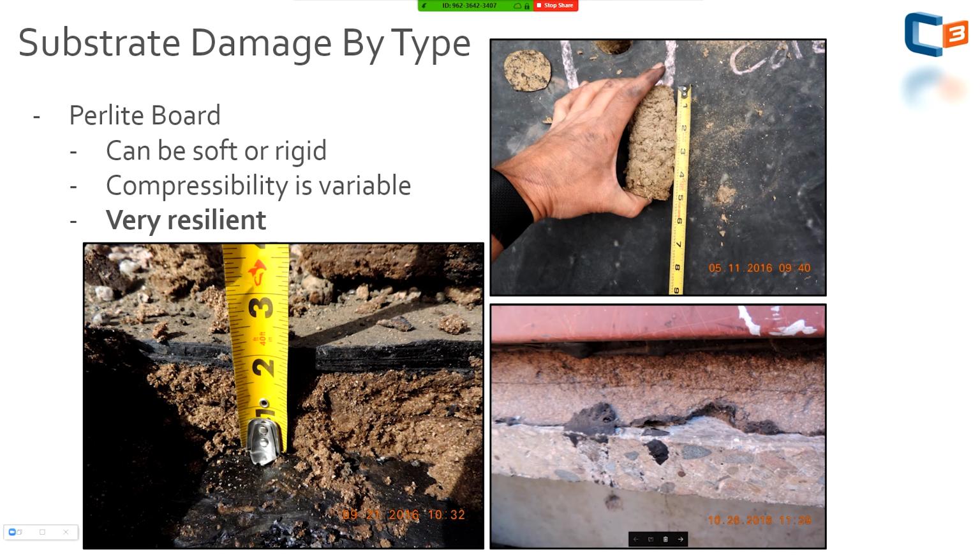So moving on to perlite boards. Perlite boards are very similar to wood fiber boards, with the exception that they add perlite granules. It's a volcanic material. It actually just adds insulating qualities to the fiberboard. Just increases R value, basically. This can be soft or rigid. You see, like on the upper right, it's a very soft, fluffy material.